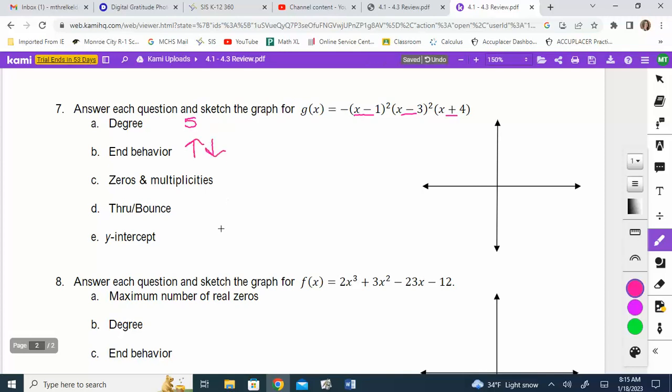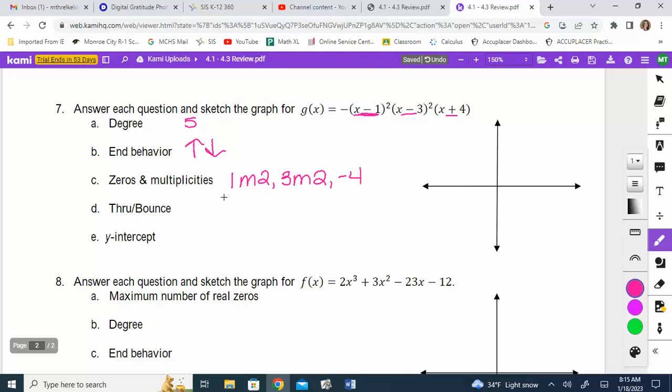How could you always check that? Graph. Zeros and multiplicities. So what makes x minus 1 equal 0? 1. Because it's squared, that's a multiplicity of 2. What makes x minus 3 equal 0? 3, multiplicity 2. And x plus 4?